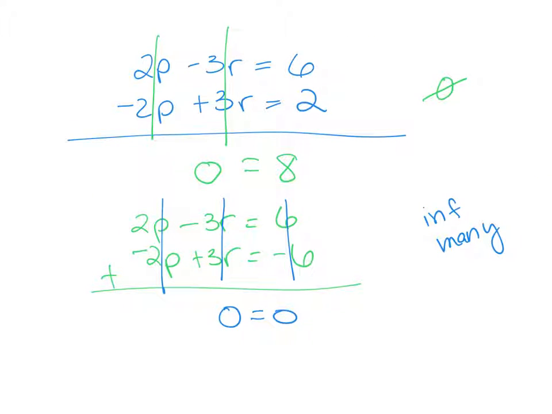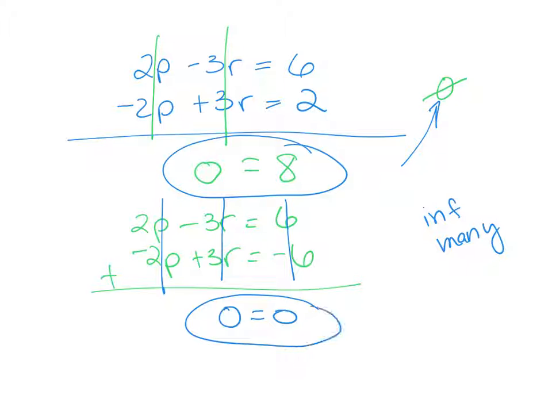So when all the letters disappear because they equal 0, and they equal a false statement, like here, 0 equals 8, the answer is no solution. But if it gives you a true statement, and it could be 4 equals 4, depending on where the numbers are, it could be any true statement, the answer is infinitely many, since 0 equals 0. Those two are actually the same line when you graph them.